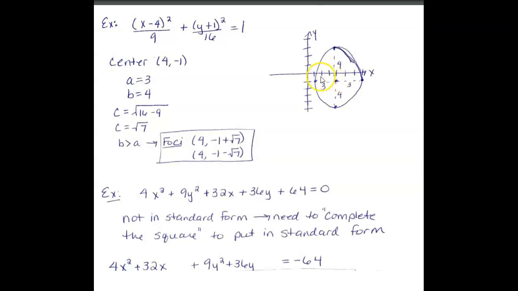Locate your center. 4, negative 1, right here. Left 3, right 3, plot 2 points. Back to the center, up 4, down 4. Plot 2 more points, and then sketch your graph. My graph is a little bit sloppy, but that's what the shape should look like.